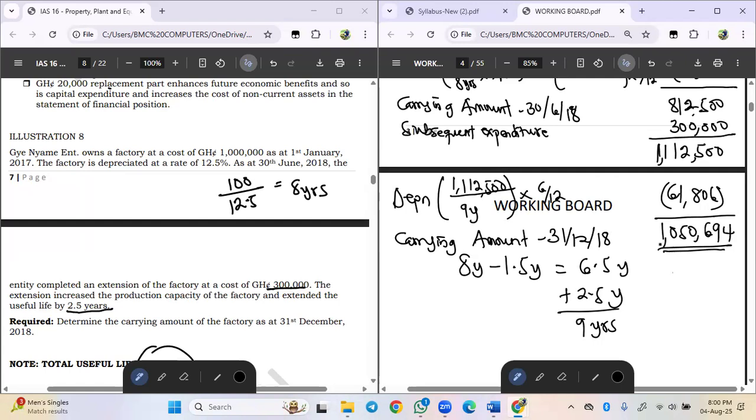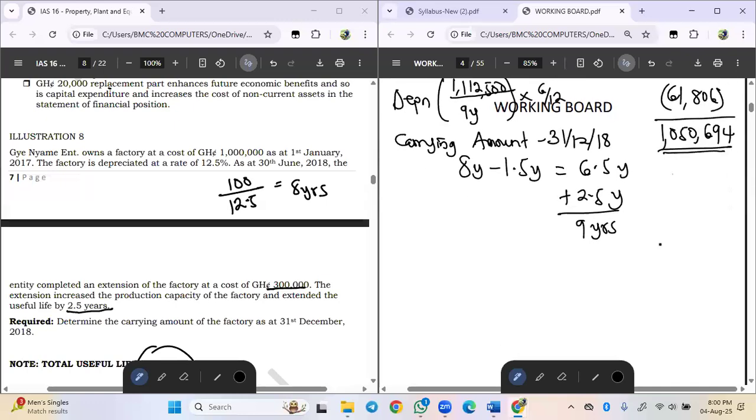So please, we are done with this particular question. Who doesn't understand? Any question for me? If you understand this concept, revaluation will be simple for you. Please, any question up to this point? Okay, so we can move on.